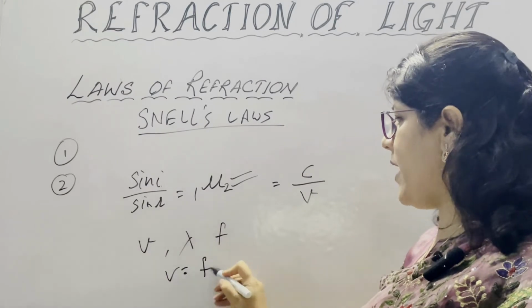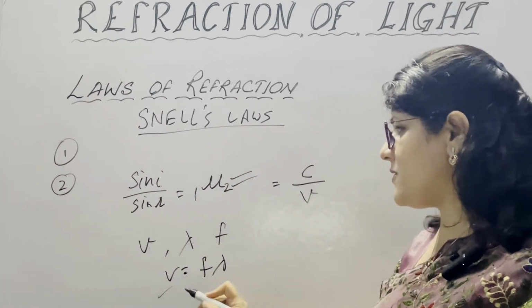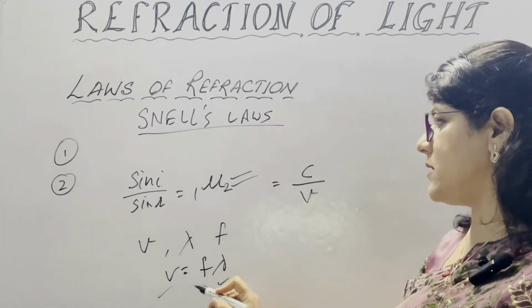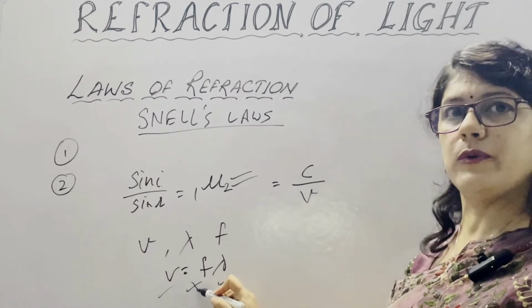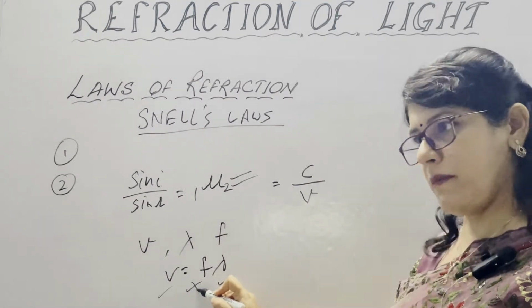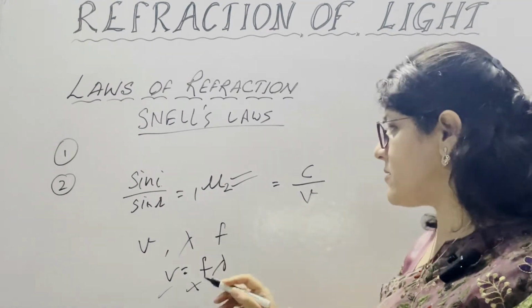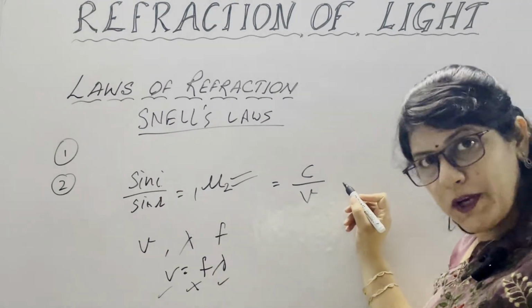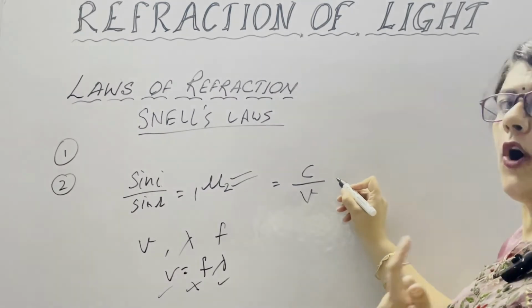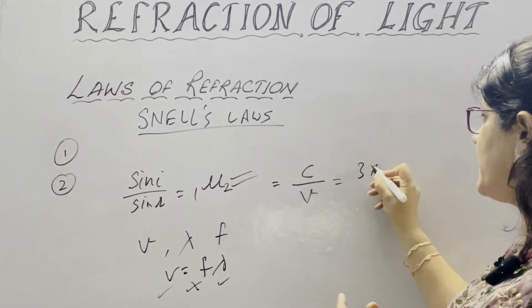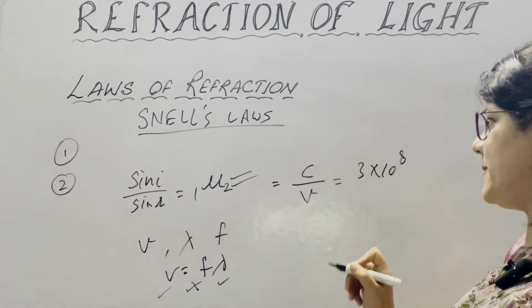V is equal to f lambda. It means v is changing, lambda wavelength is changing, but frequency is not going to change when light is entering another medium, because frequency depends on the source from where that light is coming. Now speed of light is maximum in vacuum, or you can say air, and its value is 3 into 10 to the power 8 meter per second.